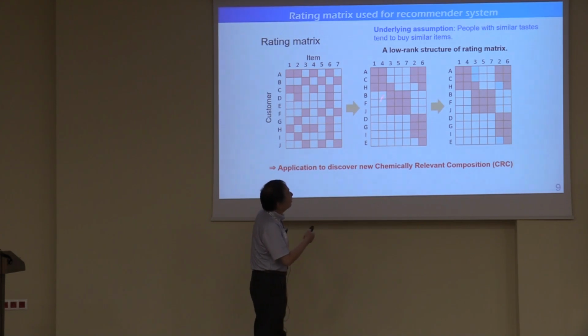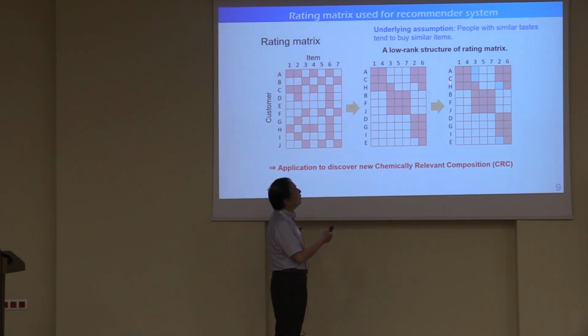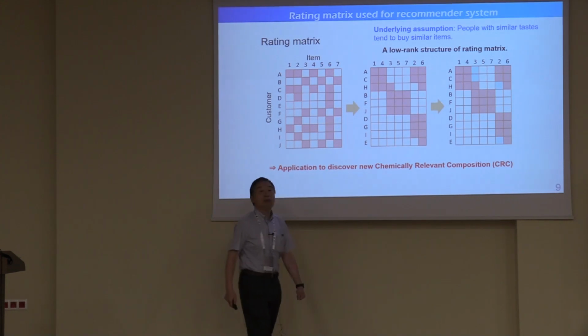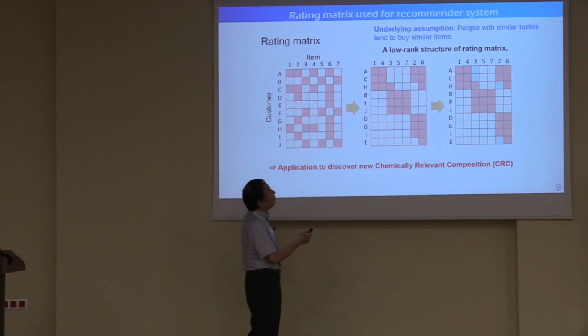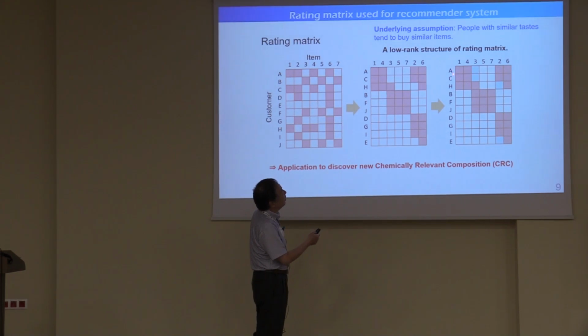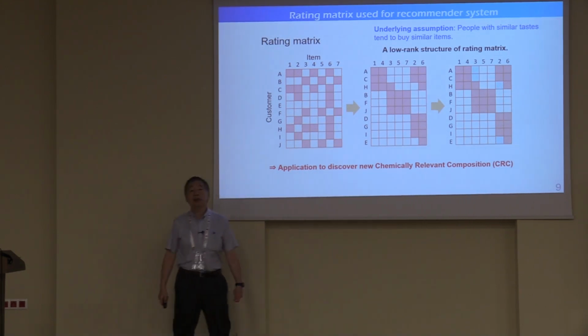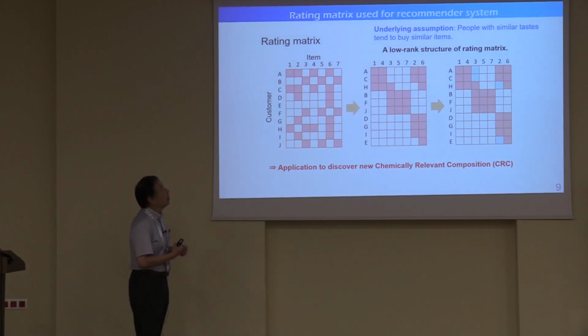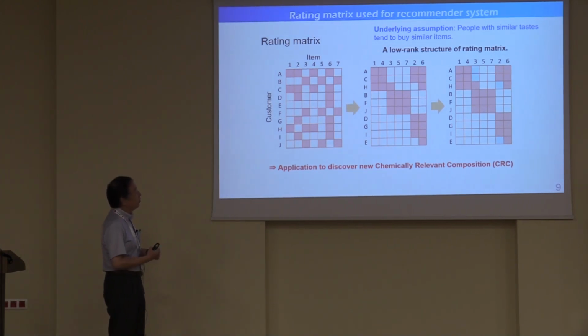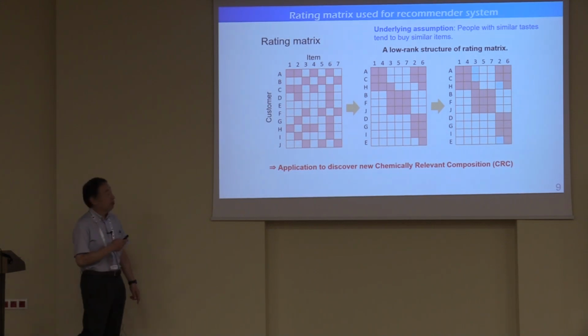But in that way, we can understand that customers A, C, H have similar taste. So probably customers A and C are interested in buying product number three. The similar thing holds for customer H for item two. This is matrix decomposition. So we try to apply this to the search of chemically relevant system compositions.